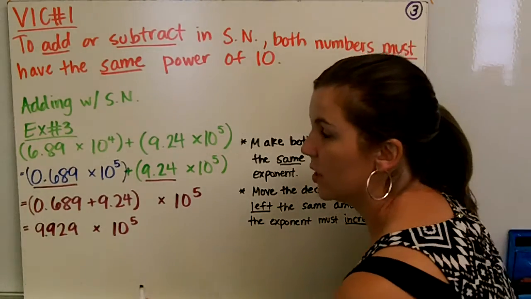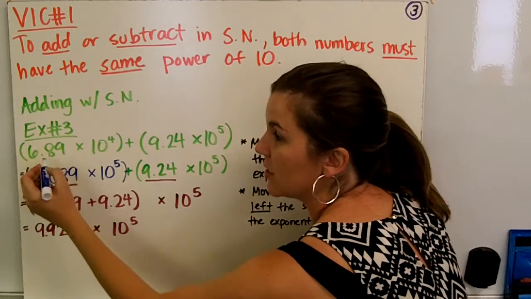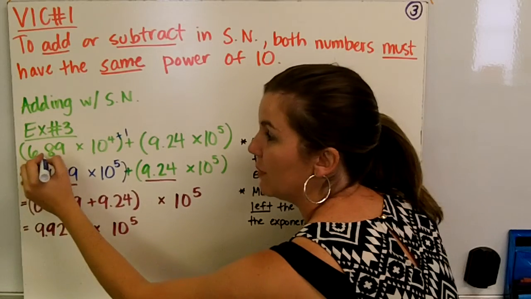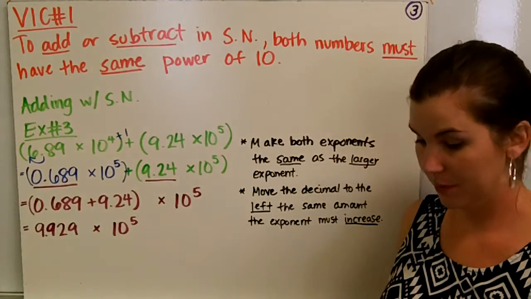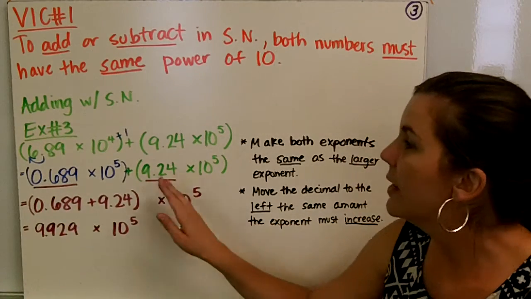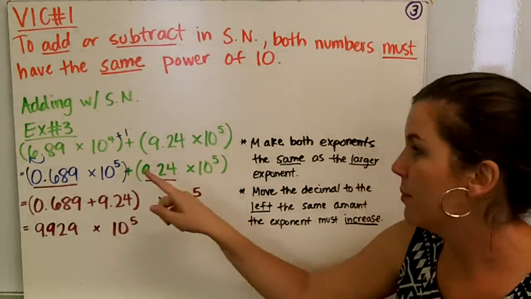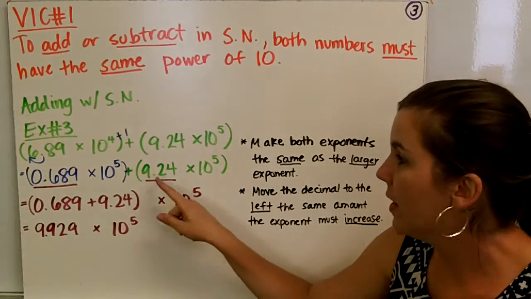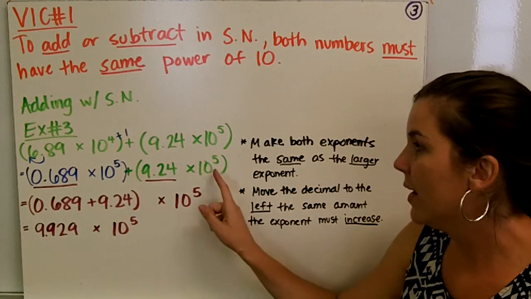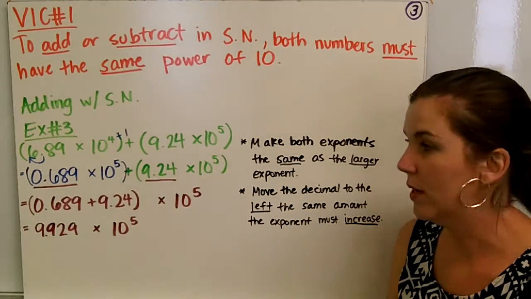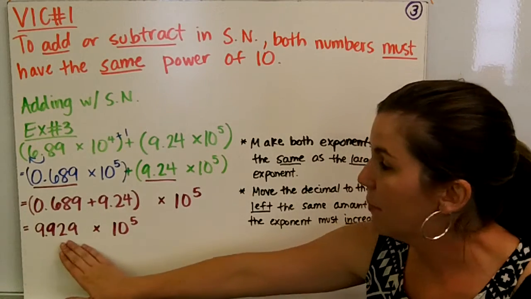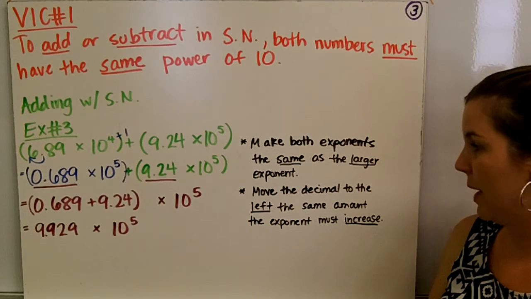In order to do this, you saw me do it a minute ago, I need to change this first number. So I need this to be 1 bigger, which means I need to move my decimal 1 place to the left. So now it becomes 0.689. Now these two are in the same format. They both have 10 to the power of 5. I can group these together with addition because it's an addition problem. And now I only need to write 10 to the 5th power once. You simply add these. You can do that in your calculator or by hand. You get 9.929 times 10 to the 5th power.